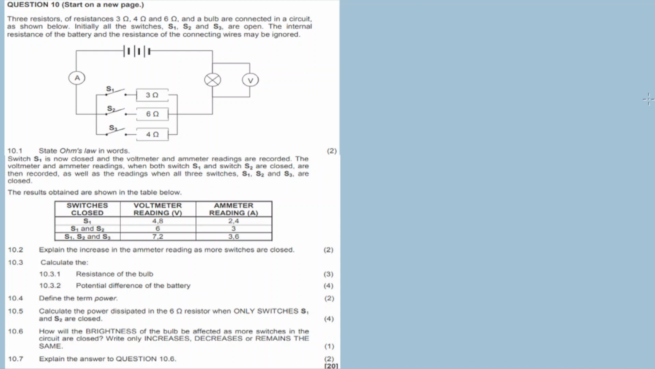In this recording, we will discuss a question on electric circuits from question 10 of the November 2019 paper.